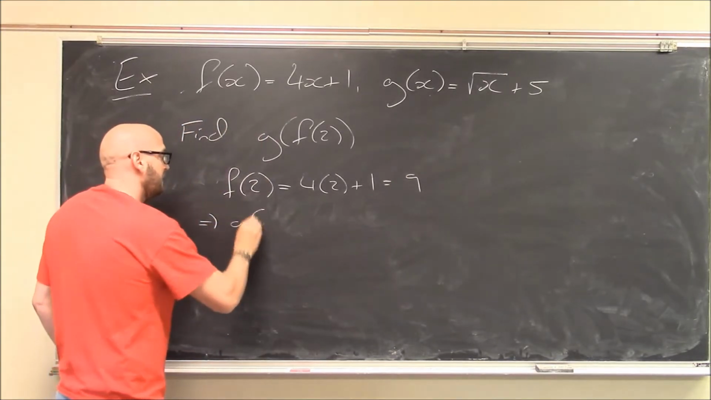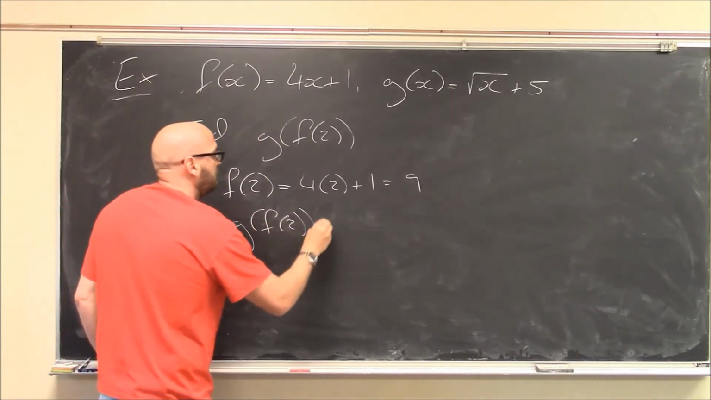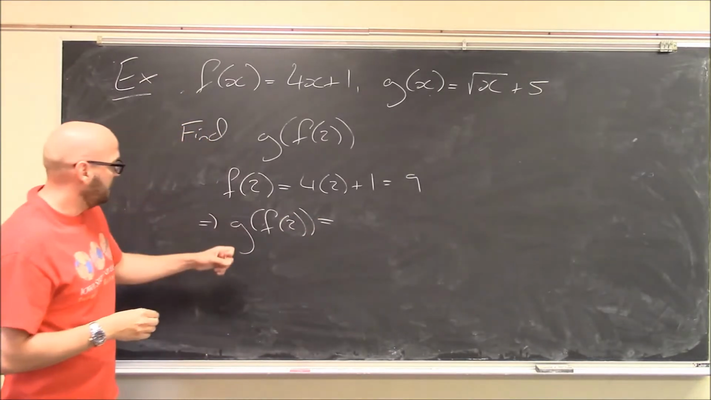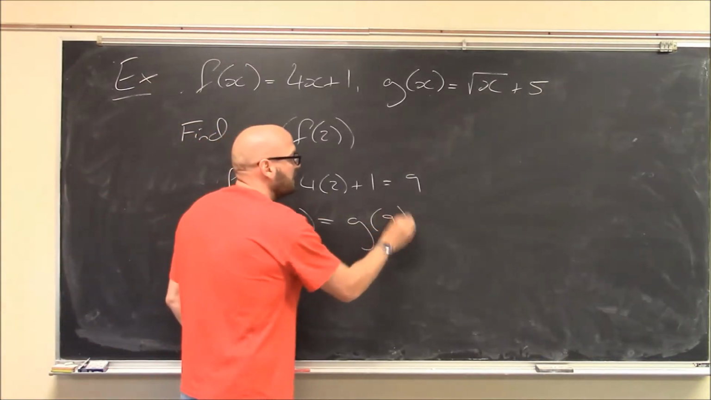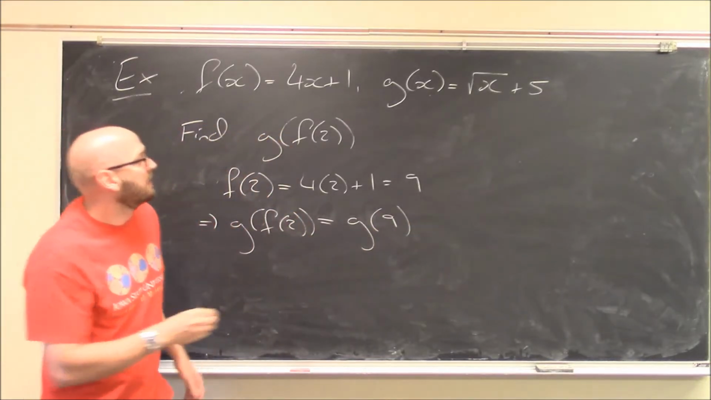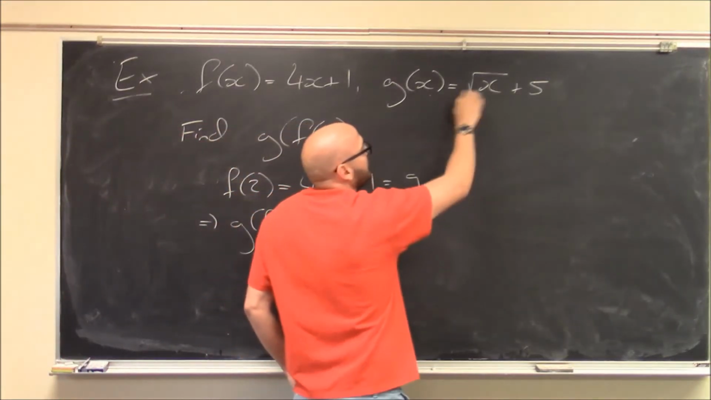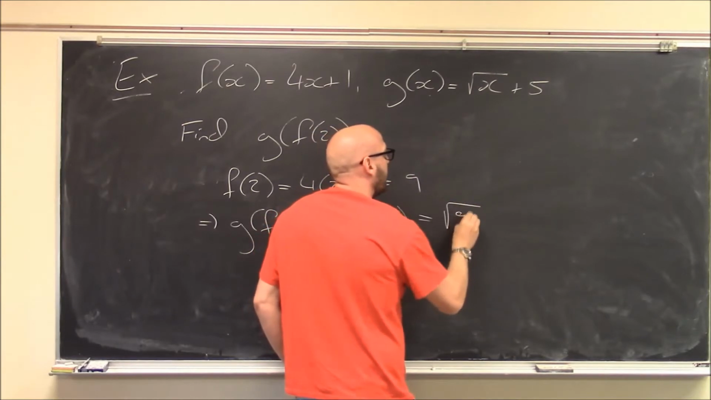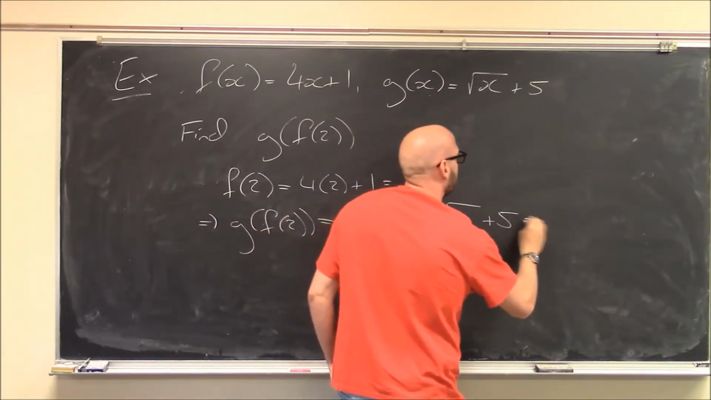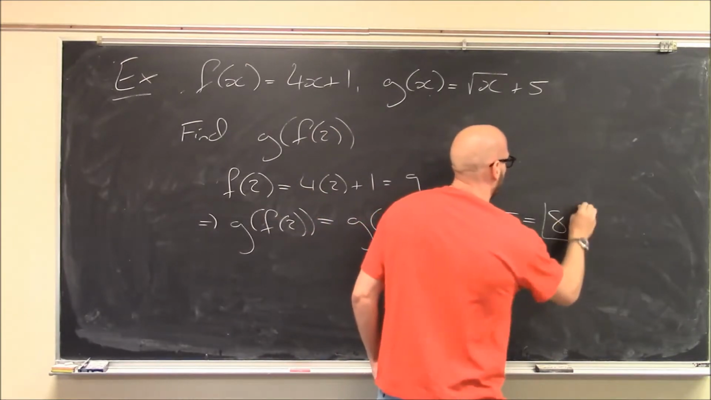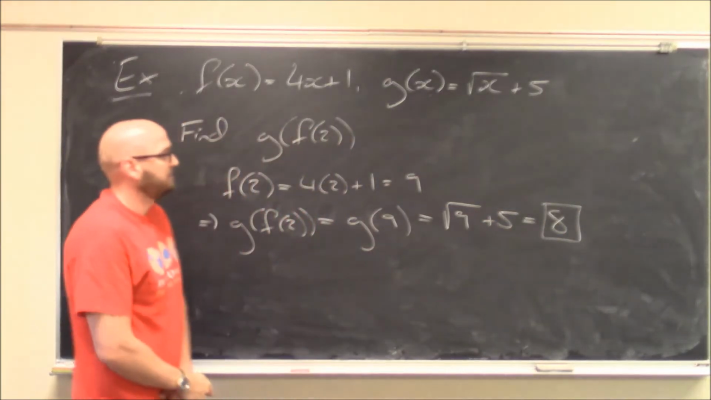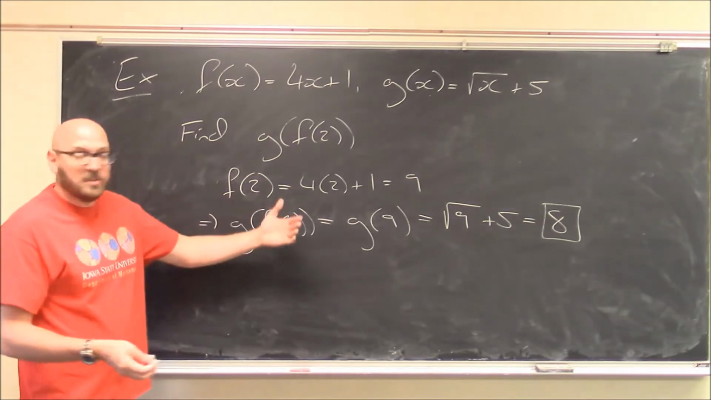So g of f of 2 is going to be g, we just found f of 2 is actually 9, right? So it's actually g of 9. So now we're plugging in 9 into this expression. That's the square root of 9 plus 5. Square root of 9 is 3, plus 5 is 8. And that's the answer.